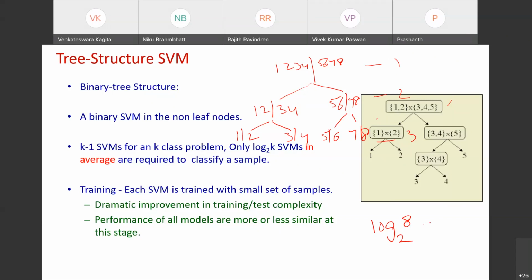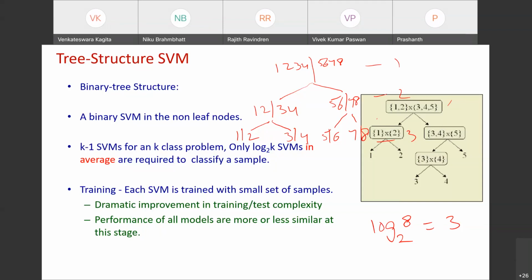Isn't it equal to 3? Yes, sir. So the height of the tree, if it is balanced, is log k base 2. So how many classifiers do you need to check at the time of testing? You need to check only log k base 2 classifiers to classify a new instance. So you are reducing the testing complexity from order of k to order of log k. Drastic improvement. And at the time of training also, you are training only k classifiers.